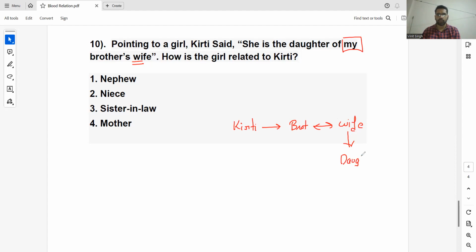There will be a daughter. How is the girl related to Kirti? So now Kirti will be the aunt of the daughter, and the daughter will be the niece of Kirti. Clear? So option number second will be the right answer.